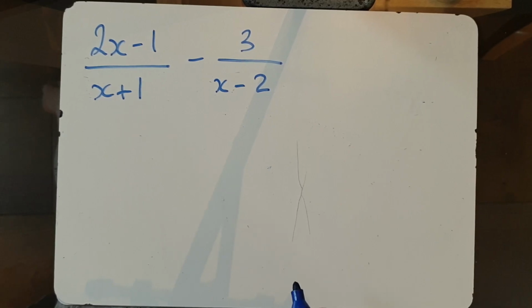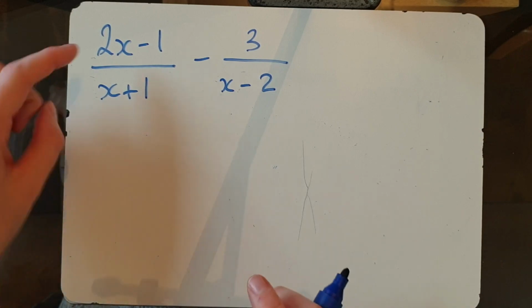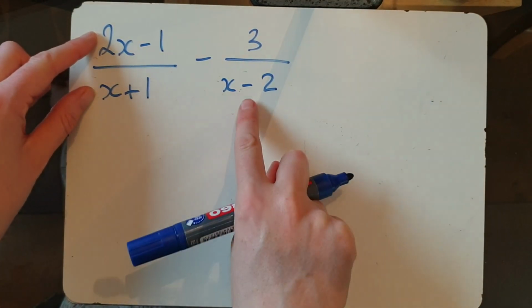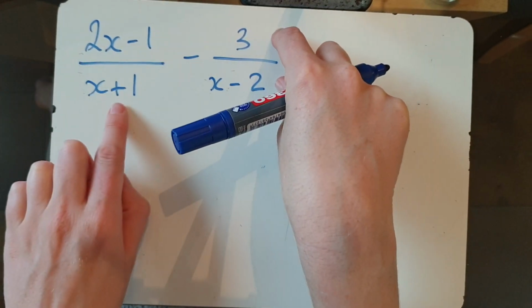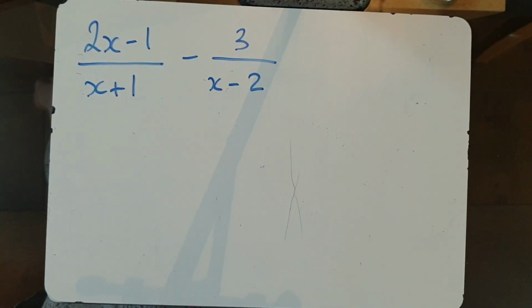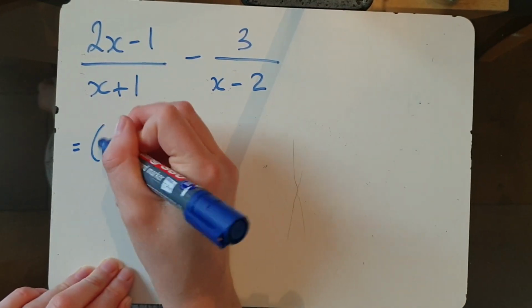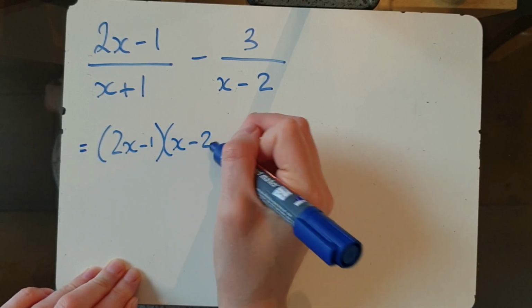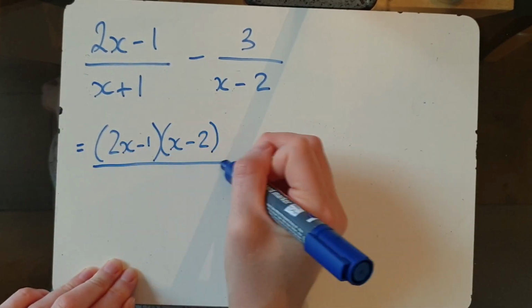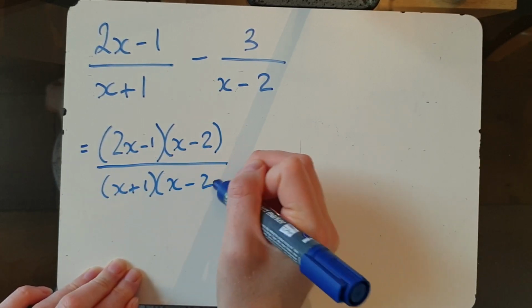We want to put them over a common denominator, so we're going to do exactly the same as last time. I'm going to multiply this one, top and bottom, by this denominator, and I'm going to multiply this one, top and bottom, by this denominator. So what I'm going to end up with is (2x minus 1) times (x minus 2), and that's over (x plus 1) times (x minus 2).